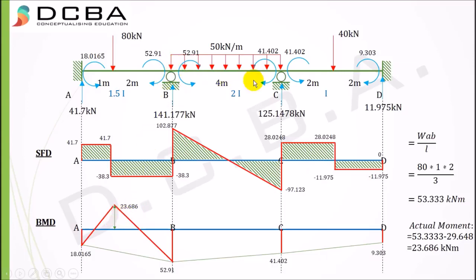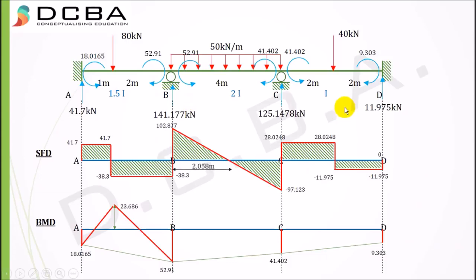Now we'll consider segment BC, simply supported here, and we have to find the moment at this point, because wherever my shear force becomes 0, my moment is maximum there. Okay, so I found this distance from similar triangles, and I found it to be 2.058 meters. It is just more than the center line of this segment. That is, the center line would have been at 2 meters, but this is 2.058.